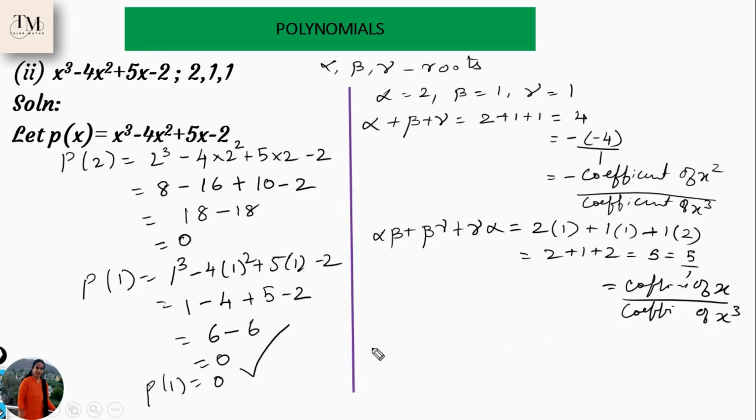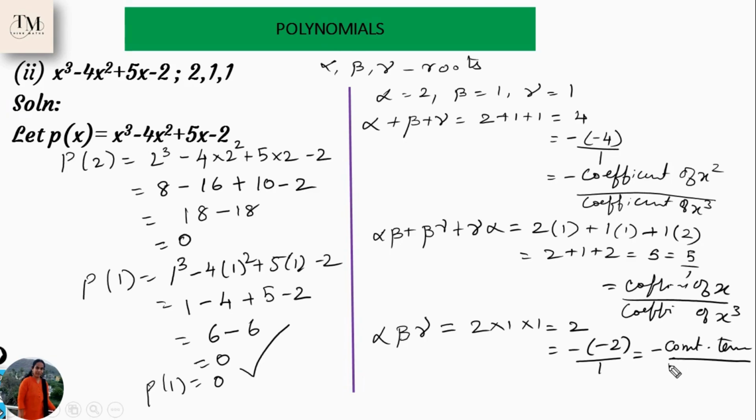Okay. So next is product of the roots, alpha, beta, gamma. So alpha, beta, gamma is nothing but 2 into 1 into 1, which is equal to 2. So you can write as minus of minus 2 divided by 1, where minus 2 is nothing but the constant term. So constant term divided by coefficient of x cube. So all the three relations are proved for this problem also.